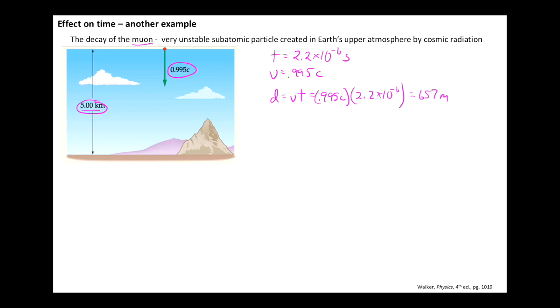Notice how far it is to Earth. 5 kilometers. So they can travel much, much less than 5,000 meters before, poof, they're gone. Which means that they should just get created here and then kind of go boo and then poof, all gone, no more. The problem is if you set up detectors on Earth, they make it.